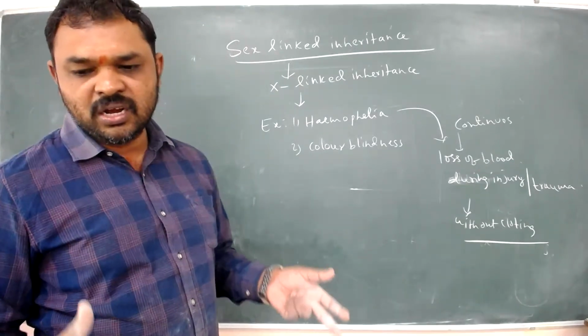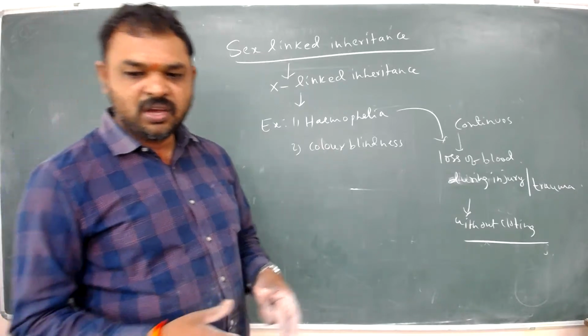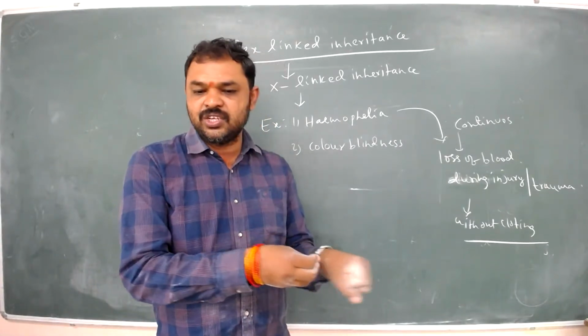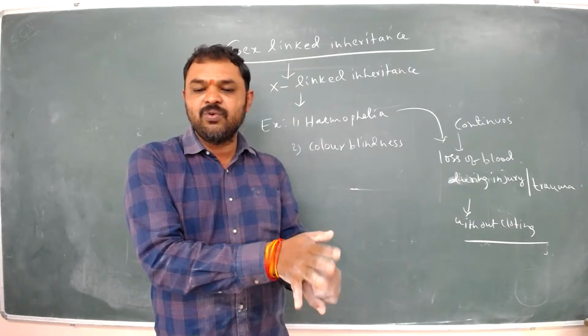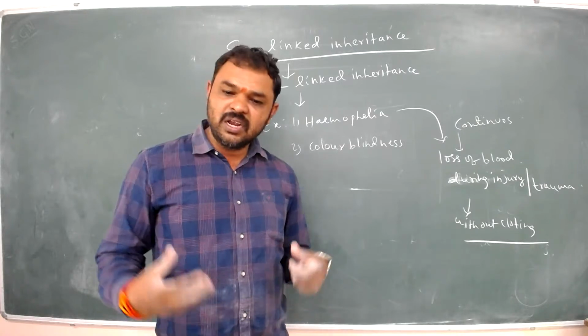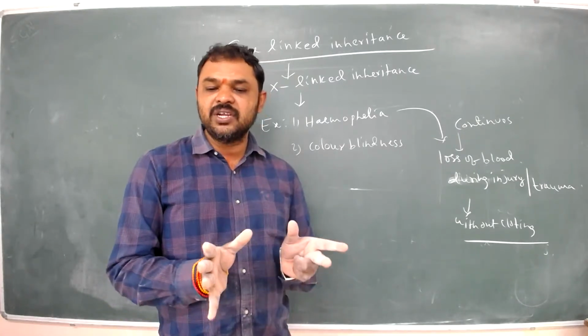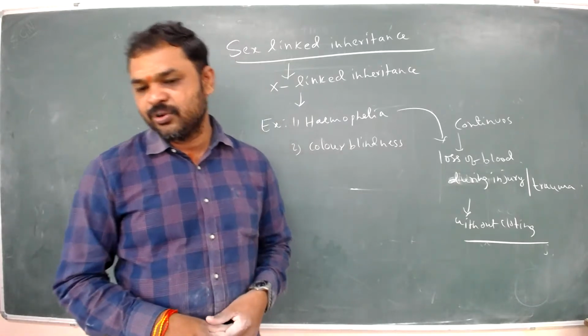Those are clotting factors. Several clotting factors are responsible for the clotting of blood. So when any injury happens, clotting factors come, seal the wound and prevent the loss of blood. That is the normal phenomenon. But due to the lack of some genes, or the configuration of the gene arrangement, clotting factors cannot be produced.